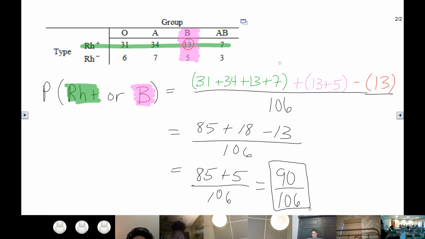Anybody got a question on additive law? That's pretty easy if you can get it in a table form, or if you can think about it, like the king and the diamond question. Did we go over that one? Just think about it. What is the probability of a king or a diamond?